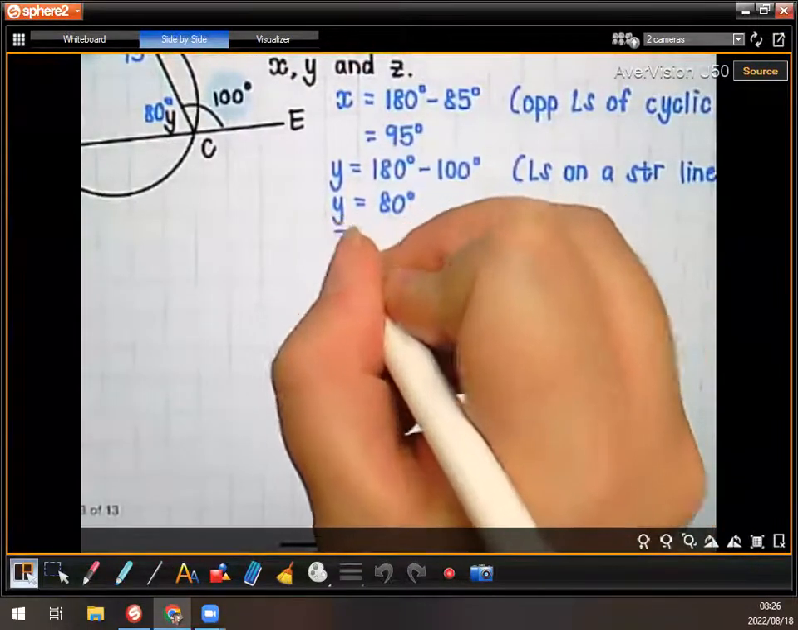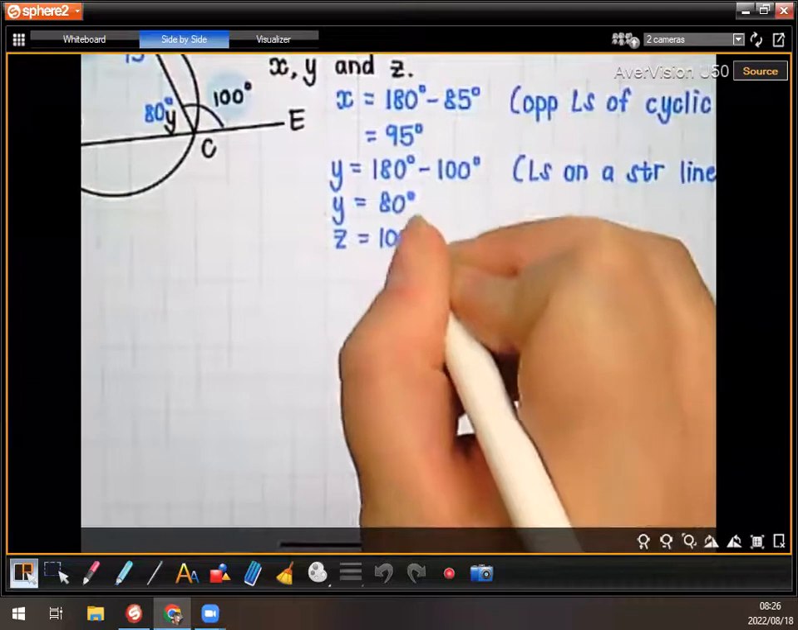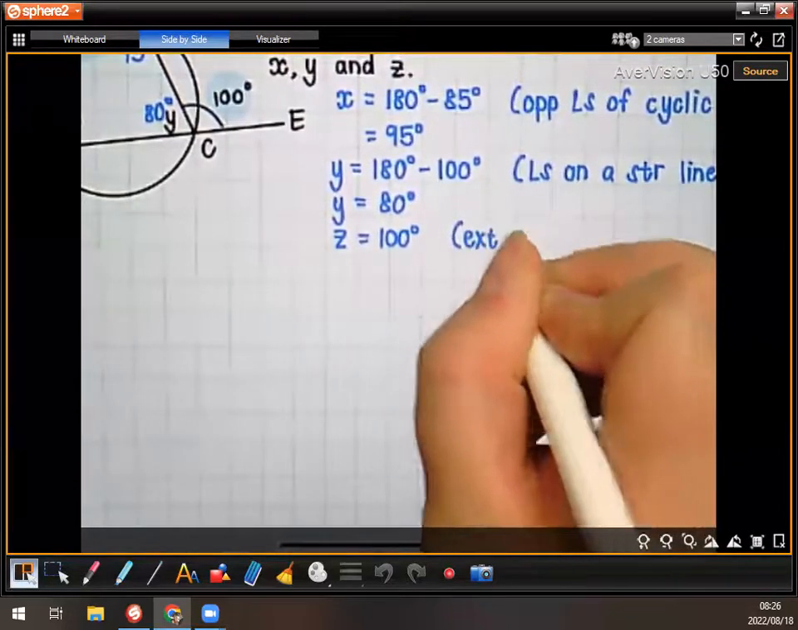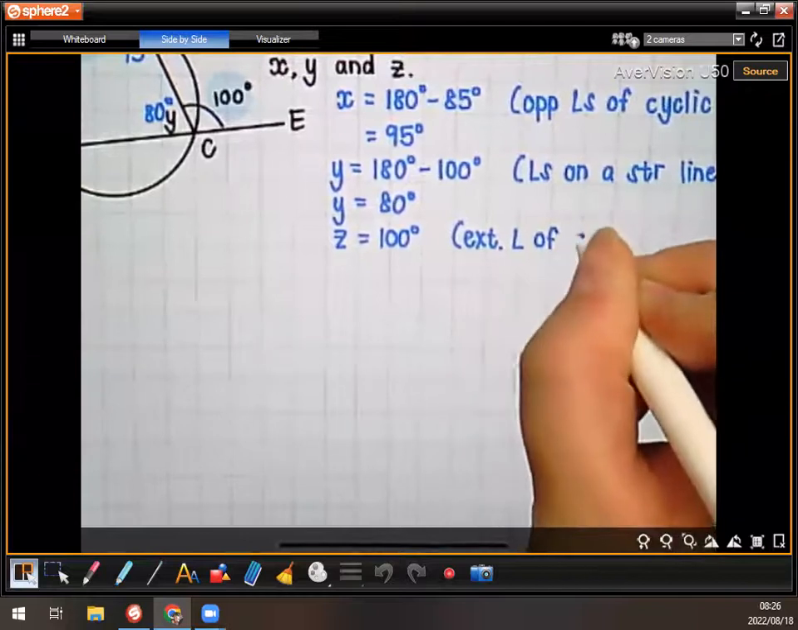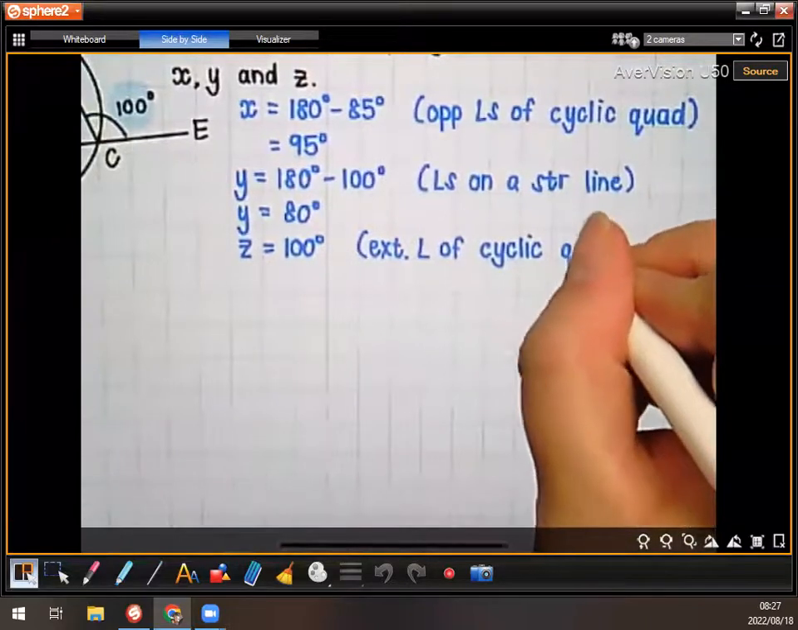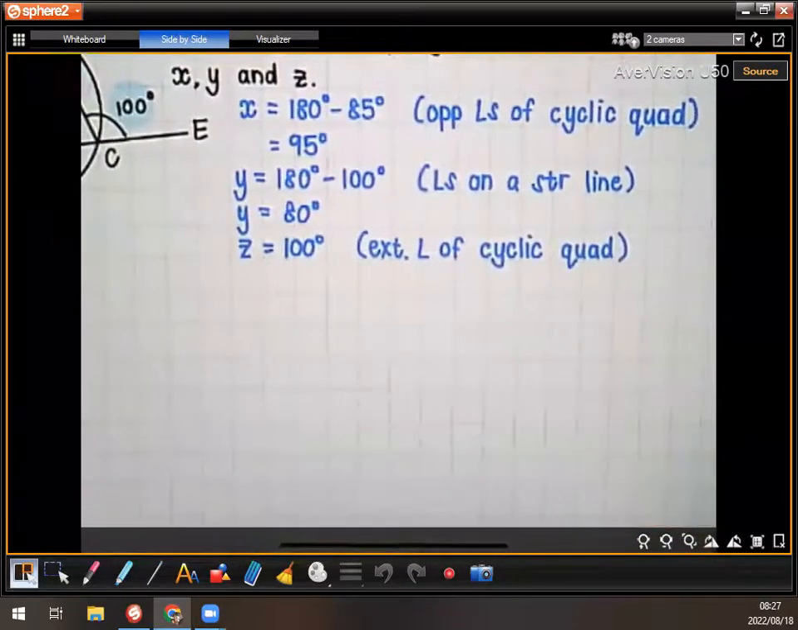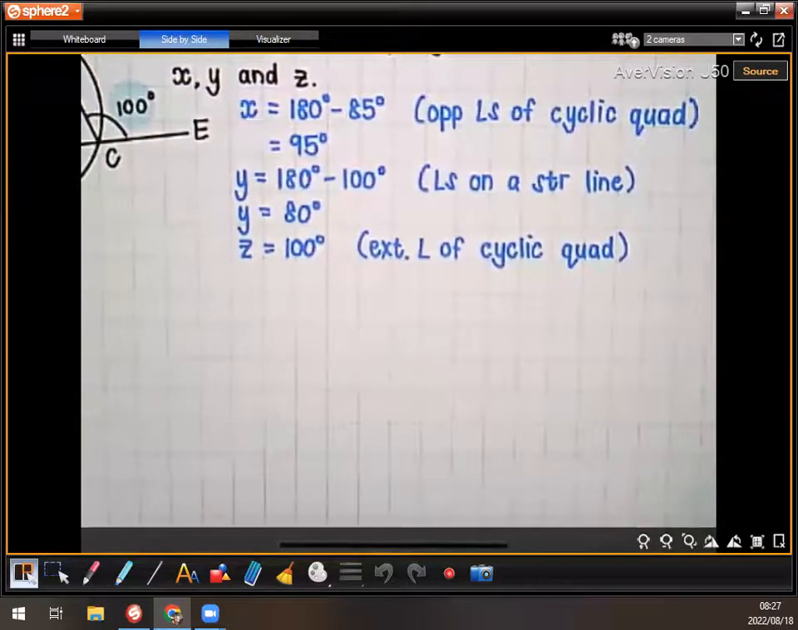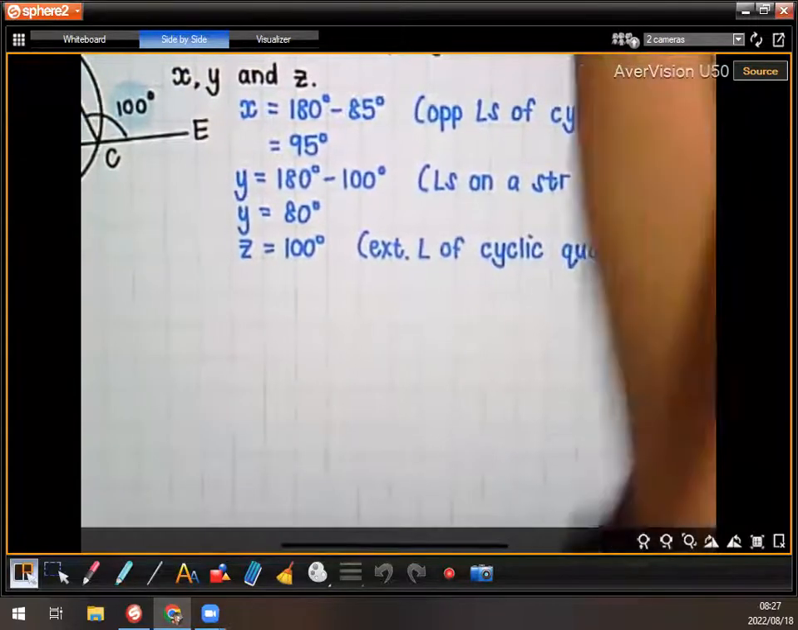So Z is going to be equal to 100 degrees. Any questions on that one? I'm going to give you time to practice, using basically these two theorems together. So it is exercise 4.